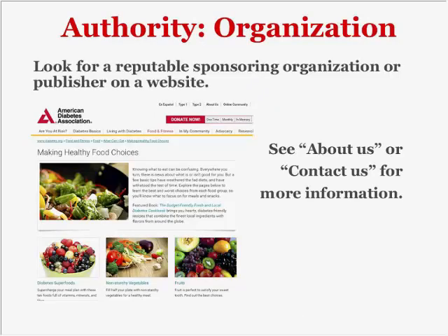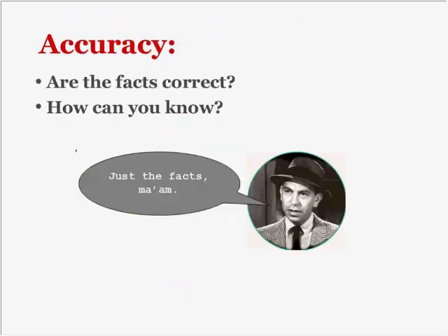Another kind of authority is perhaps not the individual author, but the organization that's sponsoring the website. So again, if we're asking questions about diabetes and what we should know about diabetes, we could look for an organization that sponsors research. Their main purpose is to get out information about that particular topic. For whatever topic you're looking for, you're going to find organizations that are really considered to be stakeholders. Now, they may have different opinions, but they are highly vested in the topic and hopefully try to do credible work.